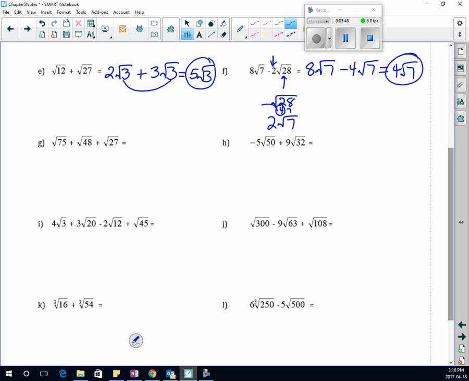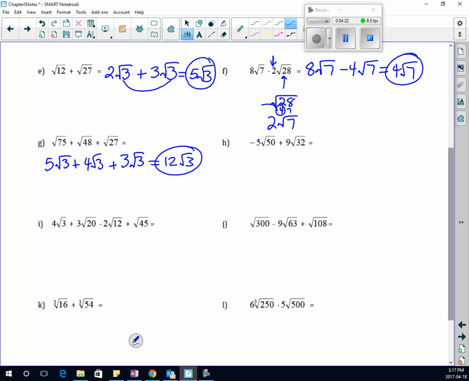Okay, let's look at the rest. Root 75, 25 can come out as 5 root 3. 48, there's a 16 that can come out, so 4 root 3. And 27, there's a 9 that can come out, so that is 9 root 3. Sorry, when the 9 comes out, it should be a 3 root 3. And when I combine that, I get 5 and 4, make 9, and 3 is 12 root 3.